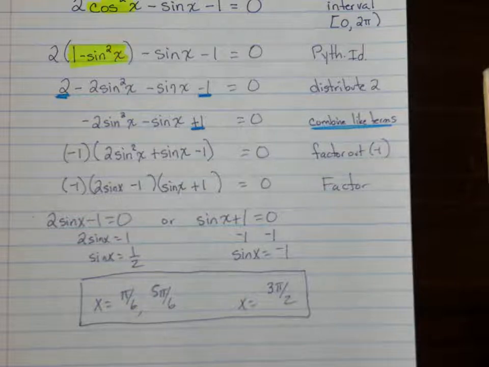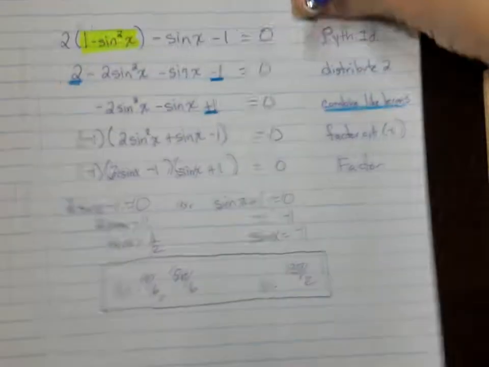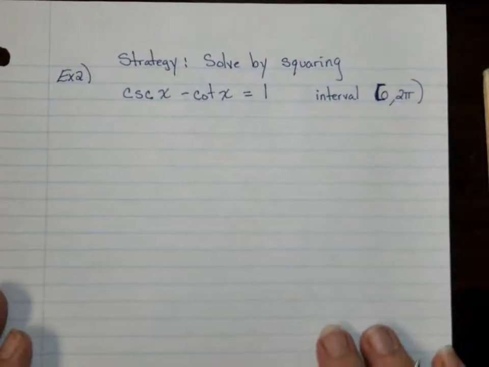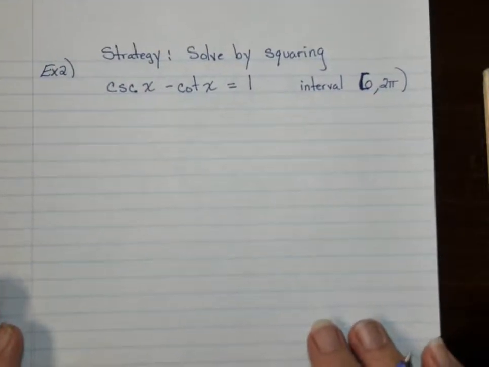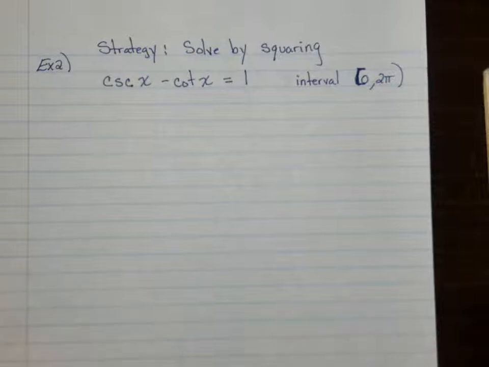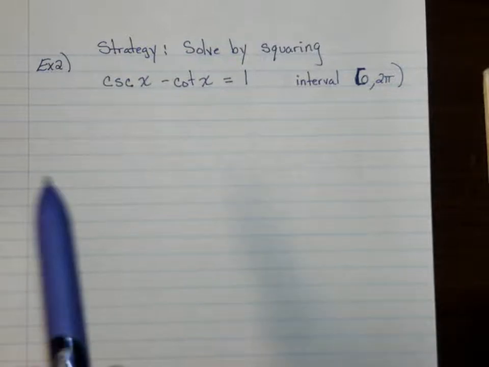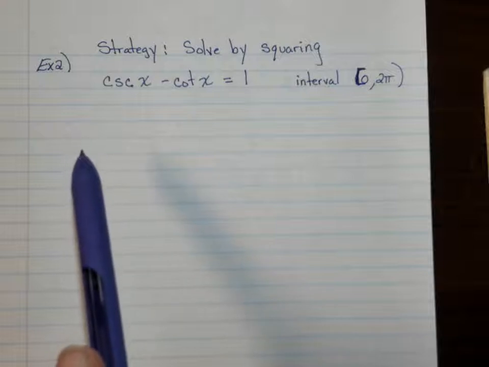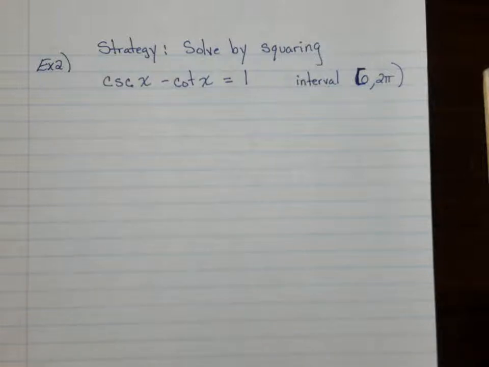Alright, then let's move on to our second example of the day. For this one, we're going to be looking at the strategy solve by squaring. So we're starting with the problem, cosecant x minus the cotangent of x is equal to 1.